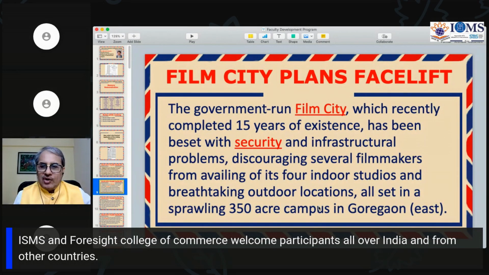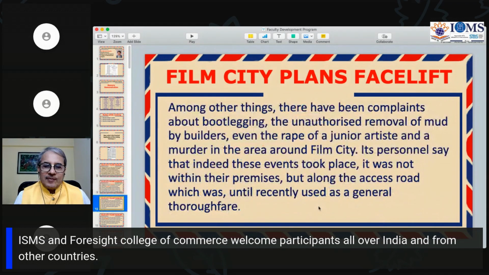Now, just to give you an idea, the keyword for the first paragraph is film city, because you have to remember the article, and the most important word is security, because there are security and infrastructural problems in film city. Now, don't take this exercise lightly. Be with me, and you'll be totally surprised at the end of this particular exercise. You remember the whole of this chapter effortlessly.